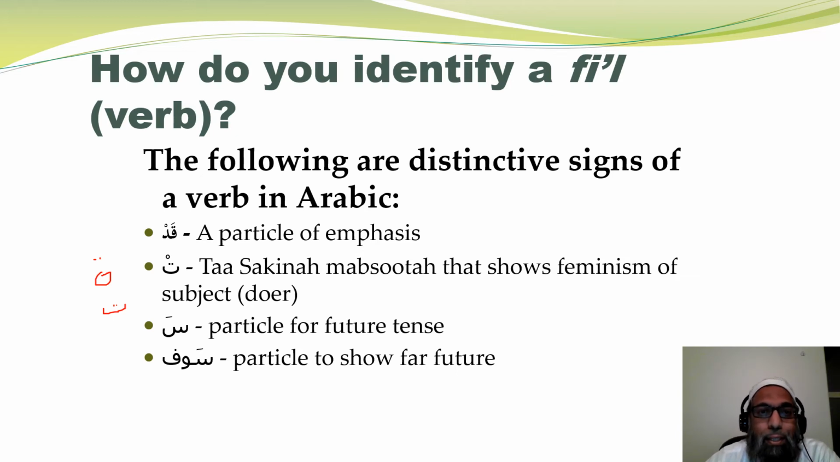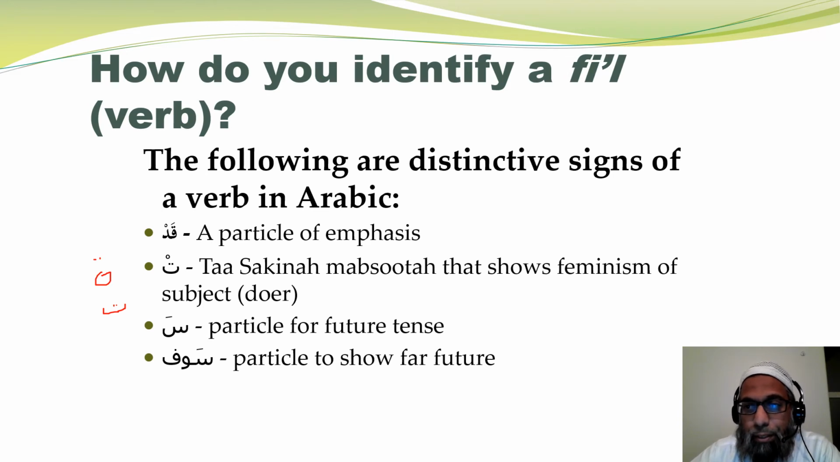So if the ta has a sukoon on it and is elongated, then you know for sure that this is a verb. And as we know, like in fa'alat, it shows the feminism of the subject, the doer. Okay, if there's a sa before it, or sawfa before it, then that means it's a verb for sure. Sa is for the future tense. It takes the verb into the future tense, and sawfa takes the verb into the far future. So sa is for the near future, sawfa is for the far future.